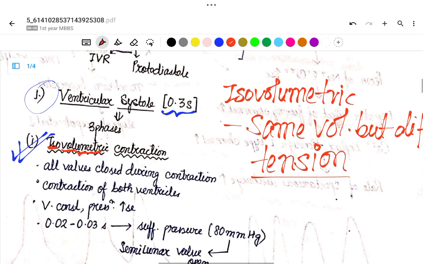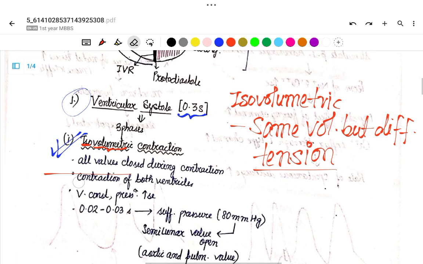I will come to that. This is not required, at least for UG level, but it's okay. So all valves are closed during the contraction. What it's saying is that during isovolumetric contraction, all the valves are closed. Okay.